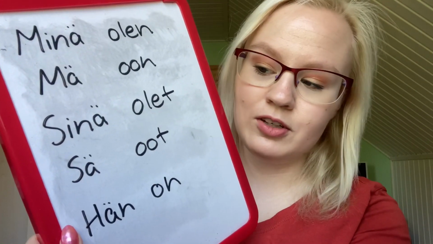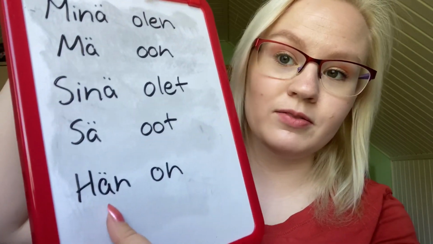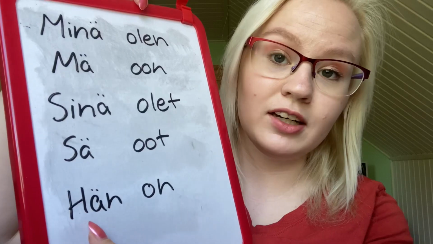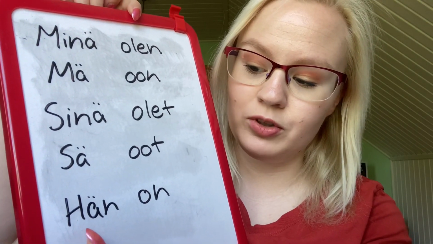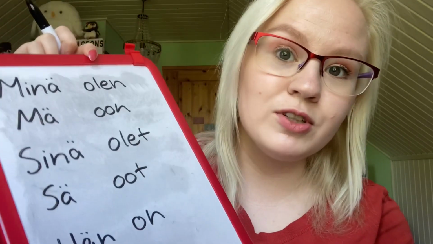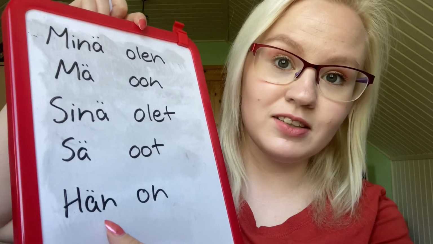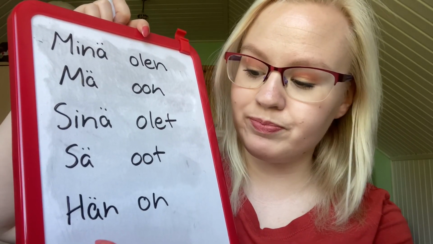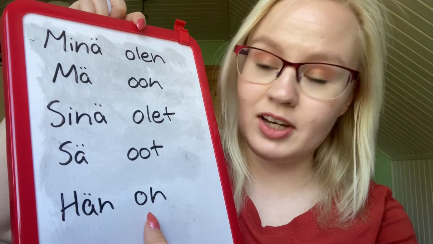Hän on. So as I've told you, in Finnish you only have this hän for he and she. So there are no different words for them. You just always know based on the context if it is a he or a she. On is. Hän on.